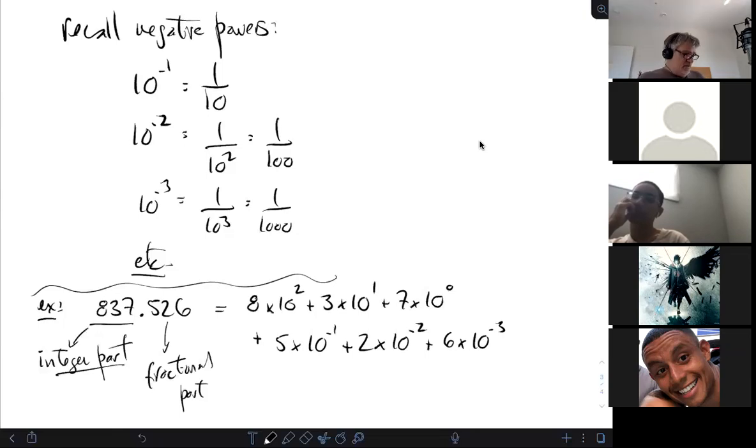Okay, so that's how it works for base 10. So the decimal system, right, is base 10.